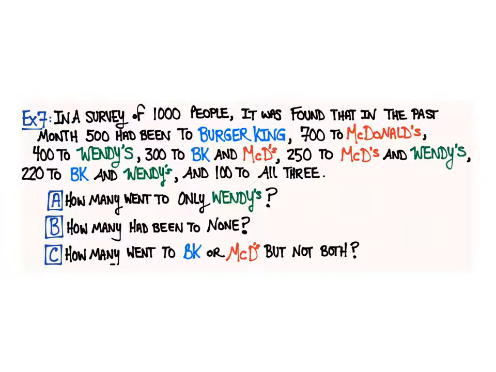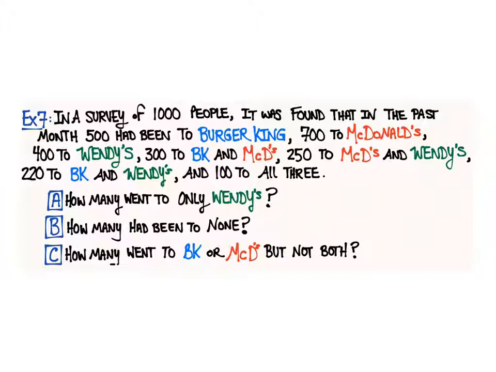Assume that 1,000 people were surveyed and they were asked in the past month if they had gone to Burger King, McDonald's, or Wendy's. The results of the survey showed that 500 had been to Burger King, 700 to McDonald's, 400 to Wendy's, and then these particular numbers had gone to both Burger King and McDonald's, both McDonald's and Wendy's, or both Burger King and Wendy's. And it was found that 100 went to all three.